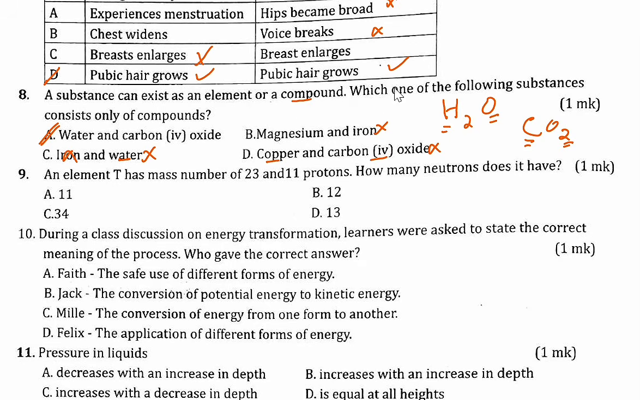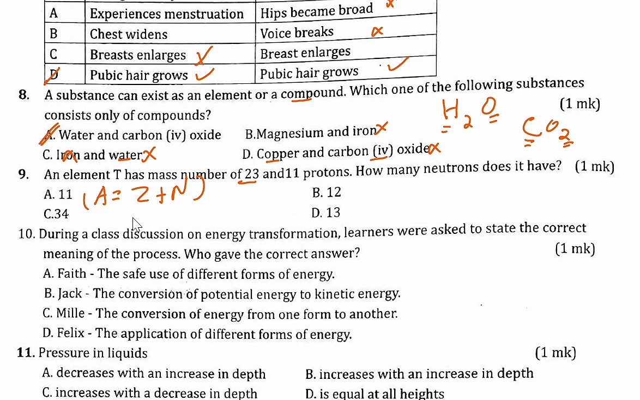Number 9, an element T has a mass number of 23 and 11 protons. How many neutrons does it have? You know from this formula that mass number A is equal to Z, that is the atomic number, plus N, the number of neutrons. So mass number A is equal to number of protons plus number of neutrons. So this is the formula that we use to calculate maybe the mass number, the atomic number, or even the number of neutrons. So we can see the mass number is 23.